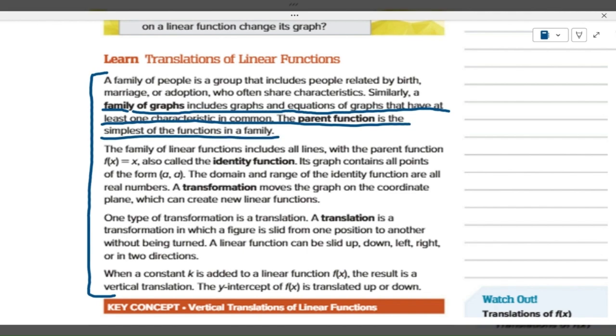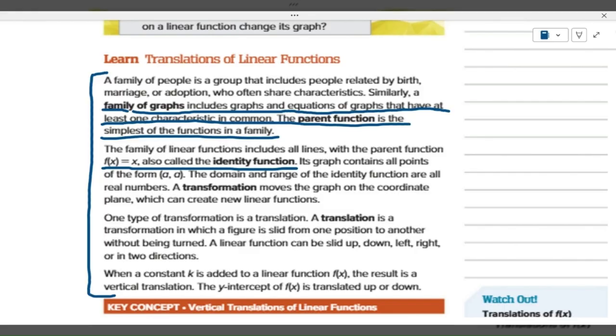Okay. The next part says the family of linear functions includes all lines with the parent function f of x equals x, which we also call the identity function. So this I want you to underline. f of x equals x is the identity function, or the parent.